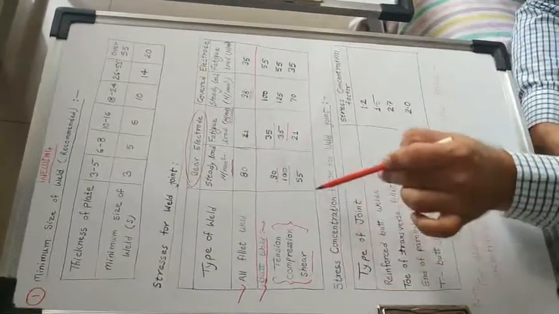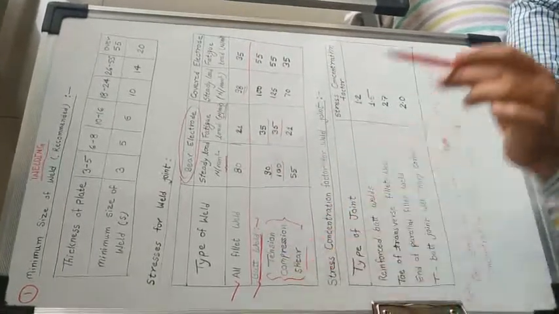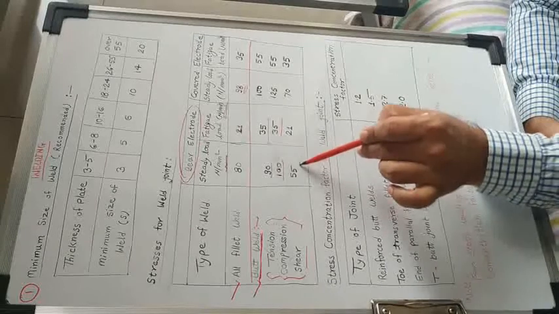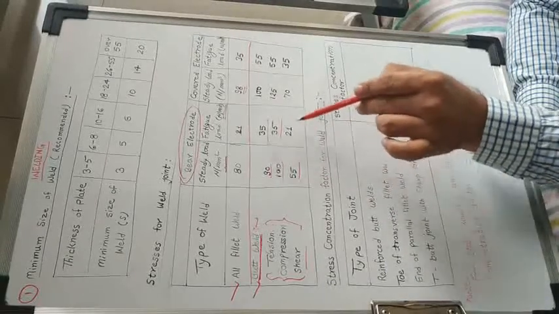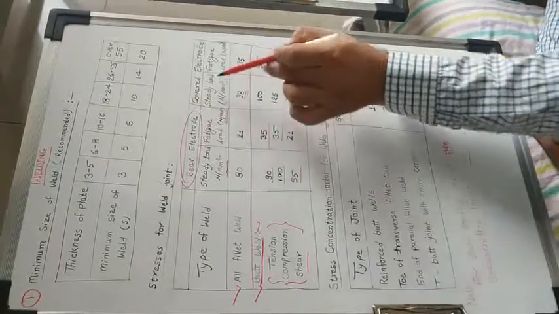For shear stress, particularly we are discussing butt welding, it is 55 Newton per mm square, and for fatigue it is 21 Newton per mm square. So this is for the bare electrode.